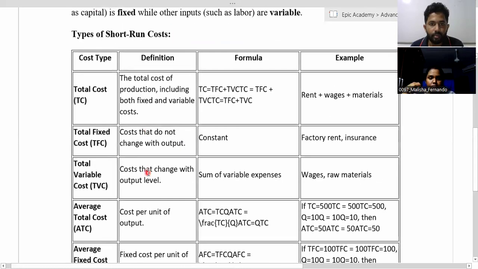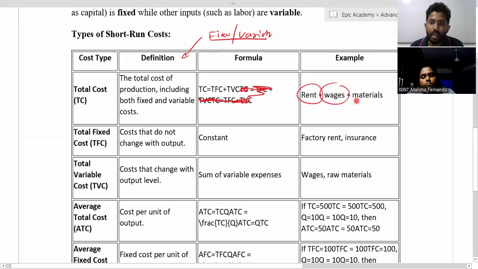Total cost. Okay, do not worry about those things. Just double check. TC equals TFC plus TVC. Total cost of production including both fixed and variable cost. Because in the short run, you are going to use fixed factor and variable factor. That is why it includes variable cost and fixed cost. Examples: rent, wages, and material cost. Okay, so those are the examples.